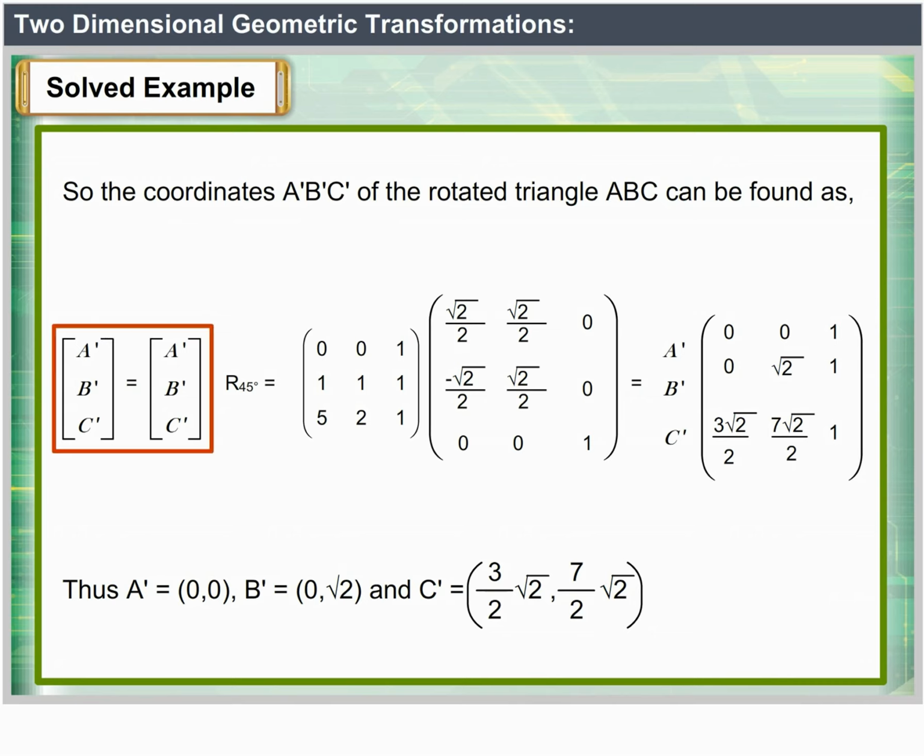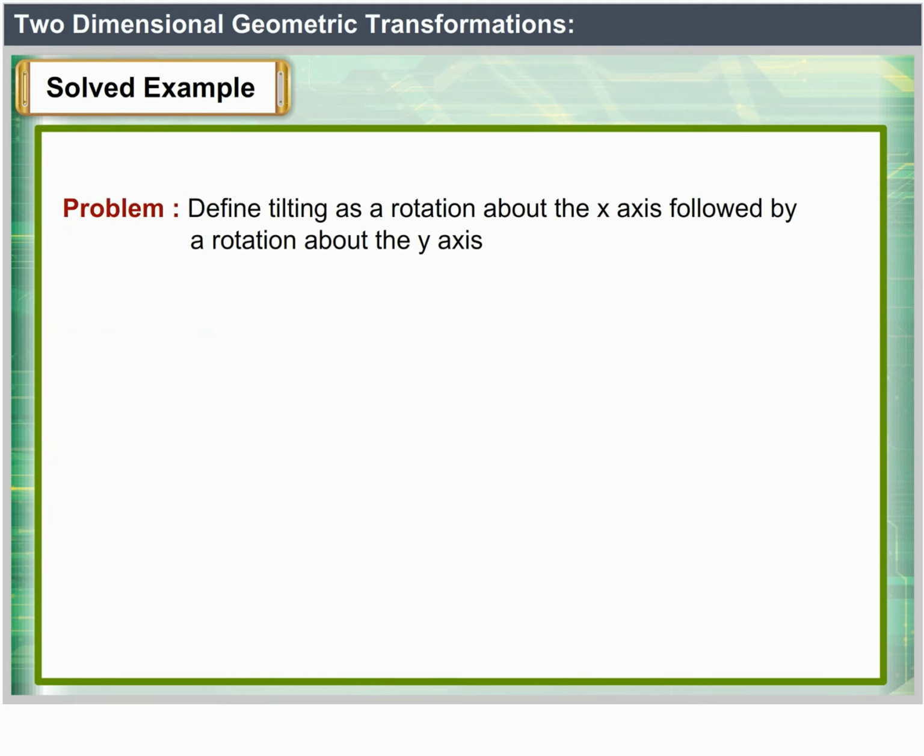Problem. Define tilting as a rotation about the x-axis followed by a rotation about the y-axis. A. Find the tilting matrix. And B. Does the order of performing the rotation matter?